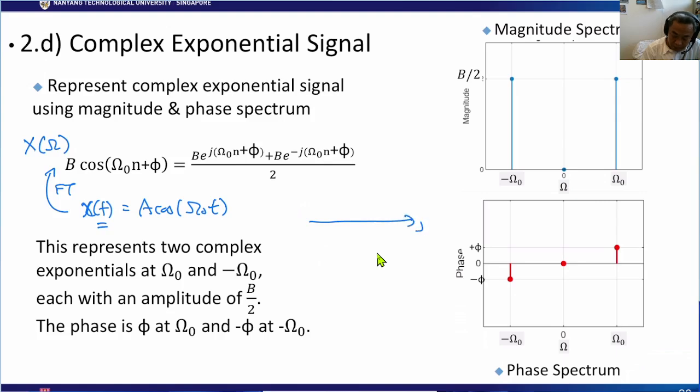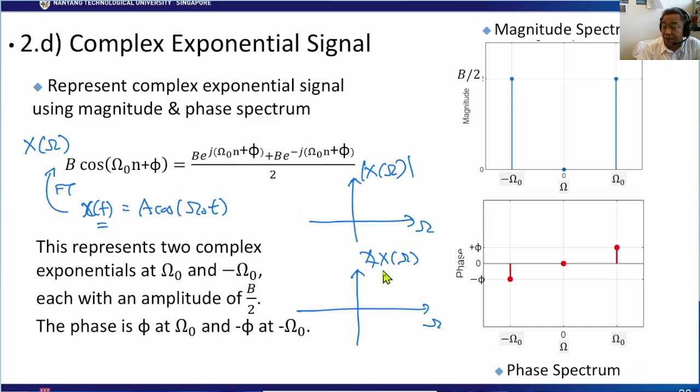This is omega, and it will be X of omega. Right. First, let me tell you that X of omega is a complex number, so we have to represent it as a magnitude and as a phase. How we get X of omega, later we'll tell you. But in a cosine, we have seen that we can break a cosine into complex exponentials. So B is the amplitude, becomes B over 2 at the amplitude at this omega naught.